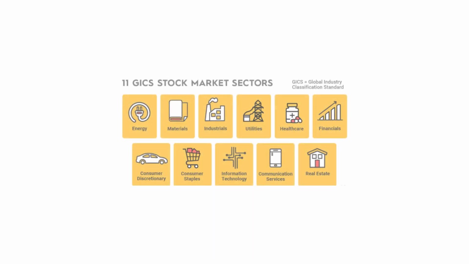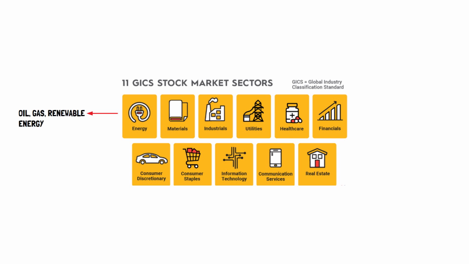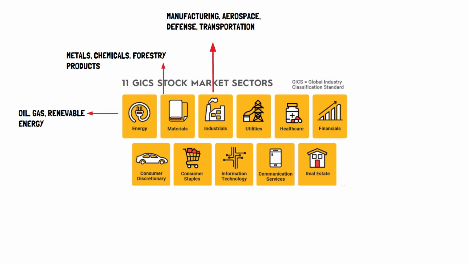The sectors are as follows. Energy. Companies involved in the exploration, production, and distribution of energy, including oil, gas, and renewable energy sources. Materials. Companies engaged in the extraction, processing, and production of raw materials such as metals, chemicals, and forestry products. Industrials. Companies involved in the production of goods and services, including manufacturing, aerospace, defense, and transportation.